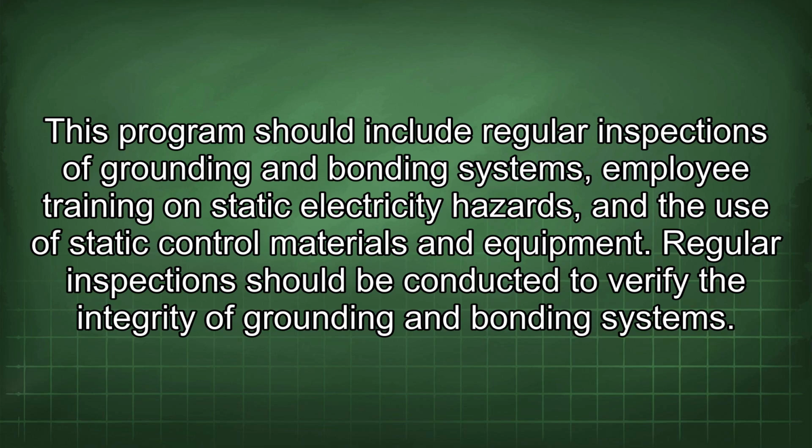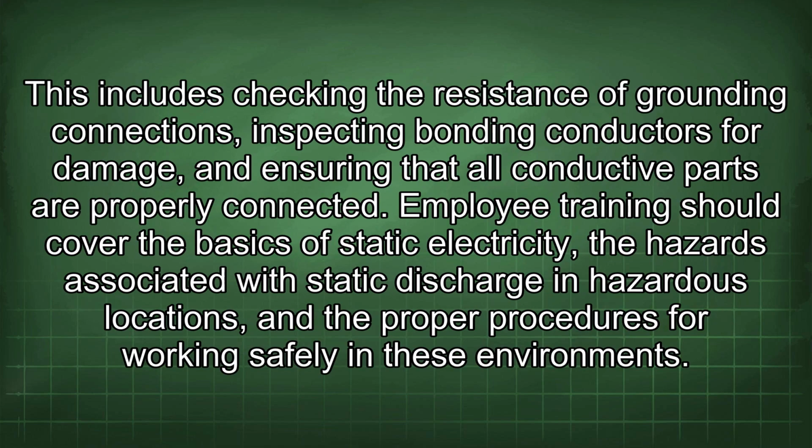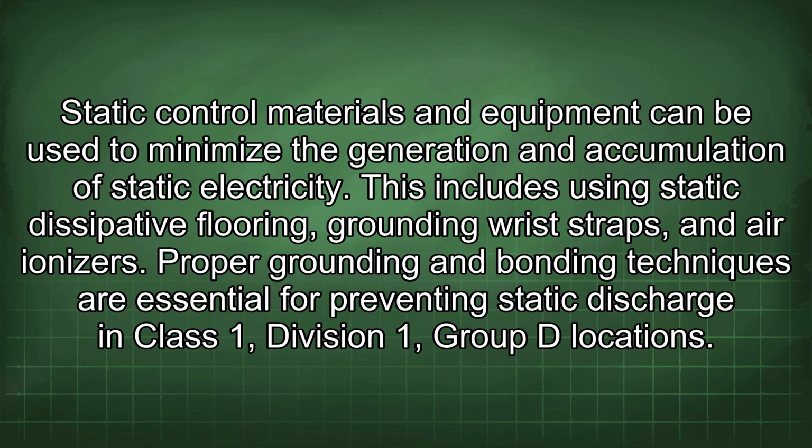Regular inspections should be conducted to verify the integrity of grounding and bonding systems. This includes checking the resistance of grounding connections, inspecting bonding conductors for damage, and ensuring that all conductive parts are properly connected. Employee training should cover the basics of static electricity, the hazards associated with static discharge in hazardous locations, and the proper procedures for working safely in these environments. Static control materials and equipment can be used to minimize the generation and accumulation of static electricity. This includes using static dissipative flooring, grounding wrist straps, and air ionizers.